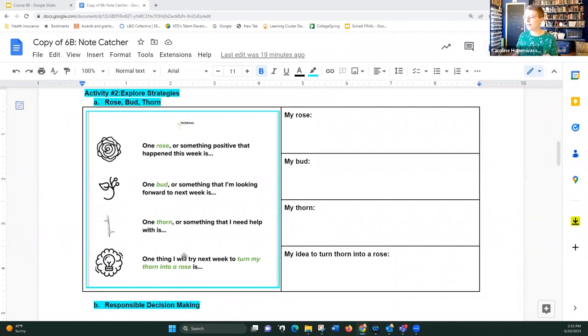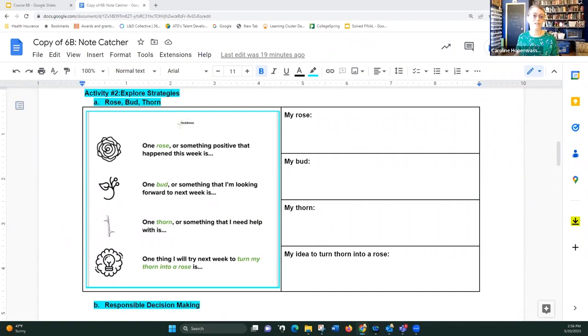It is, what is something I can try to turn this thorn into a rose? I'm going to use Denise's because I can see it. Getting students to do their homework daily. That's a thorn. That's a problem. What could we try this week? What could Denise try to turn that thorn into a rose? So we're trying to do a reframe.